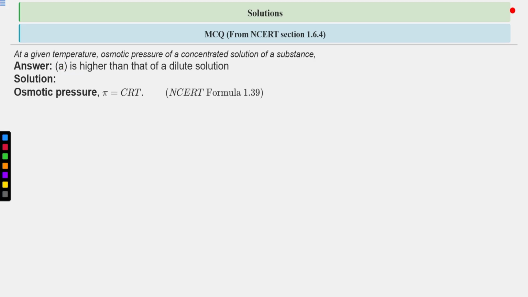So osmotic pressure is defined as pi equals CRT. We represent the osmotic pressure by this term pi, which we generally use in mathematics, right? So pi equals CRT. Here in chemistry, pi represents osmotic pressure, C is for the concentration, R is for the gas constant, and T is for the temperature. This equation pi equals CRT is an NCERT formula number 1.39 given in the Solutions chapter in the textbook.